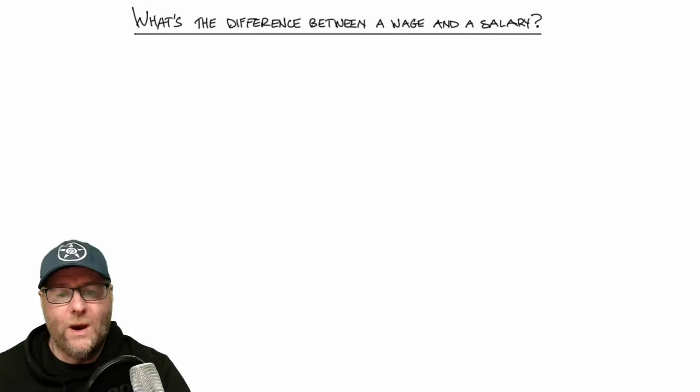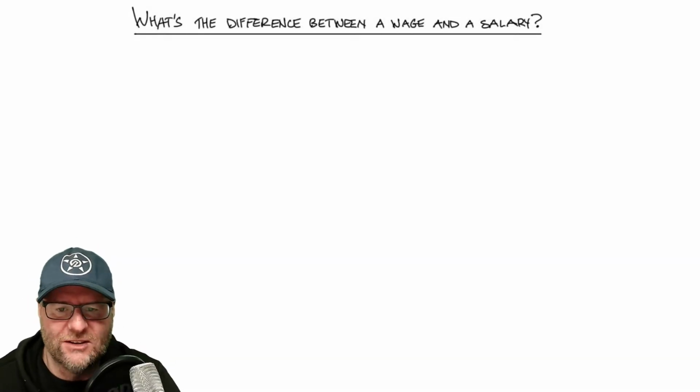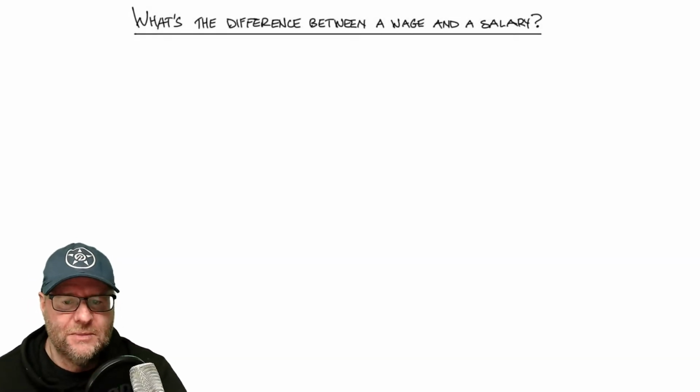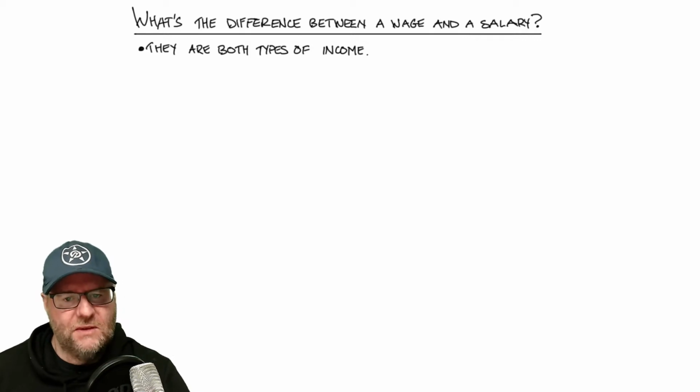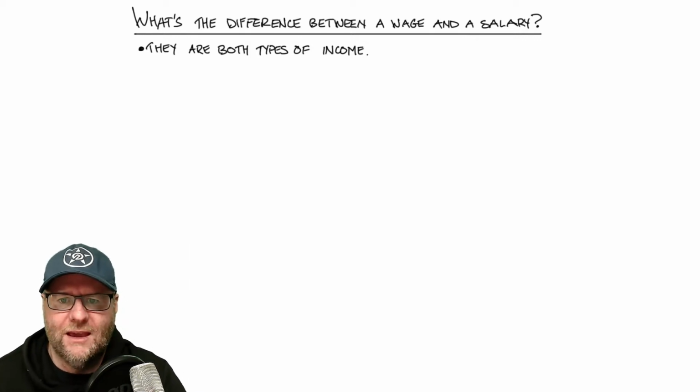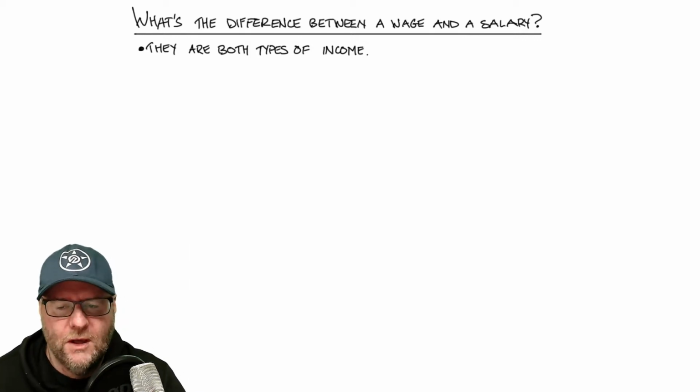Hey, let's talk about wages and salaries and try to figure out what's the difference between the two. But before we look at the differences, let's look at what's similar. Well, they're both types of income. They're both ways that you get paid. Someone can get paid for the job that they do.